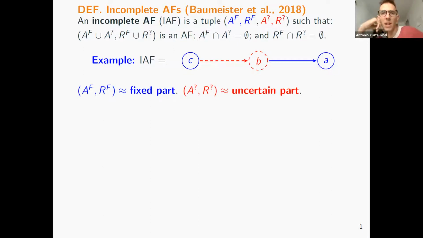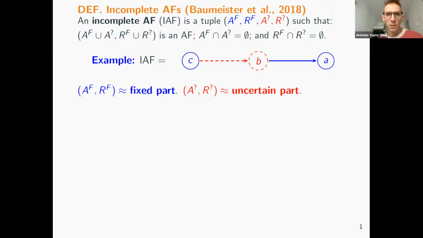As you may know, a standard argumentation framework is just a directed graph where nodes represent arguments and arrows represent attacks among arguments. So an incomplete argumentation framework extends a standard argumentation framework by partitioning both the set of arguments and the set of attacks into two disjoint sets, intended to represent fixed or known arguments, in blue in the example, and red unknown arguments and attacks.